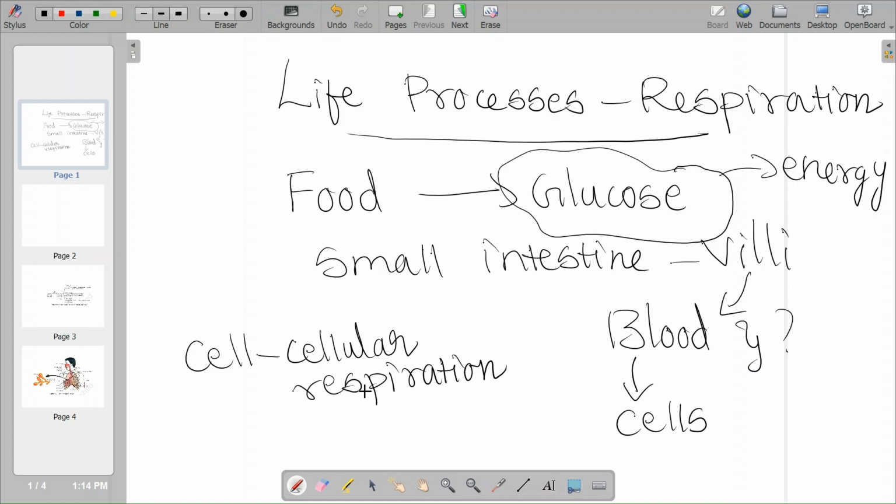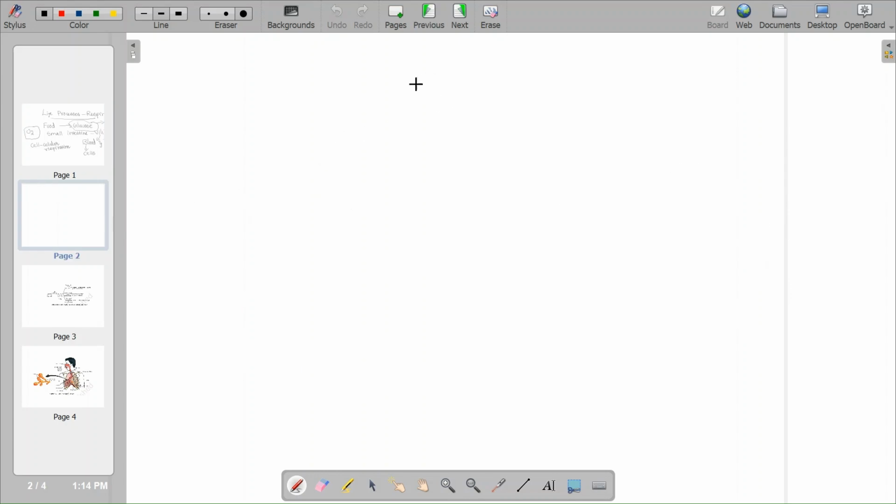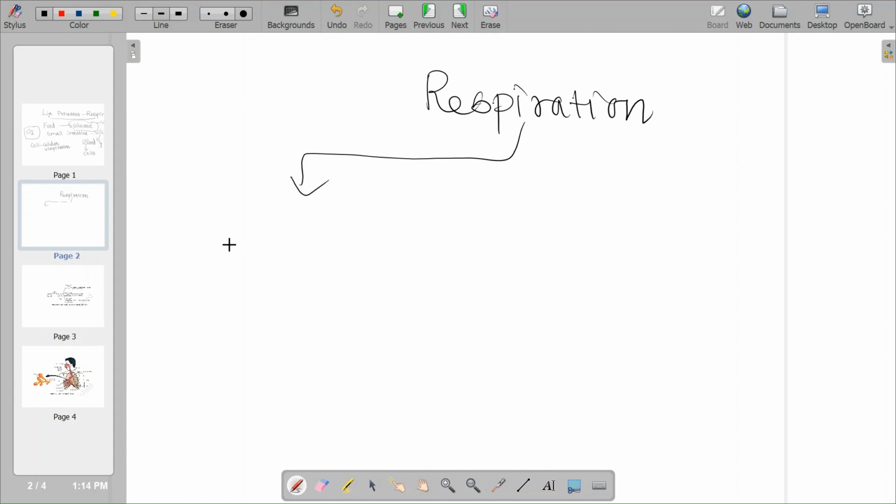When this process takes place inside our cell, we need oxygen. Oxygen is required for the breakdown of food to release energy. Based on this, we can categorize respiration into two types: one is aerobic respiration, the other one is anaerobic respiration.